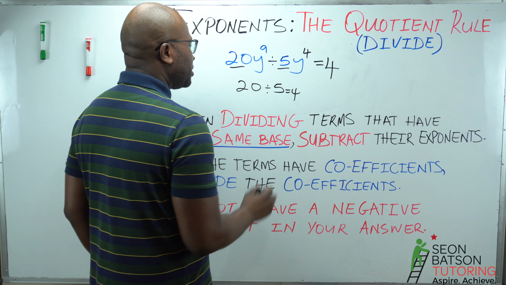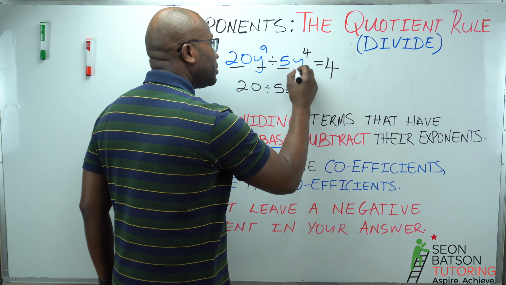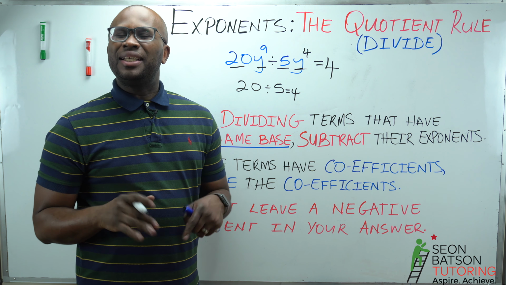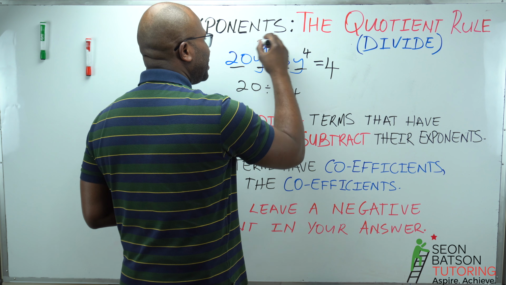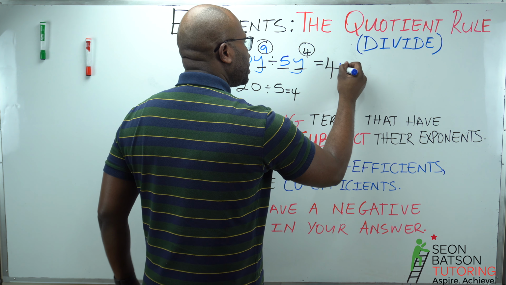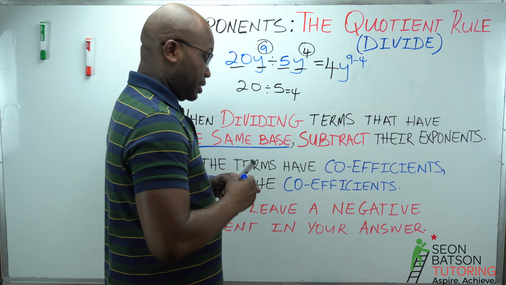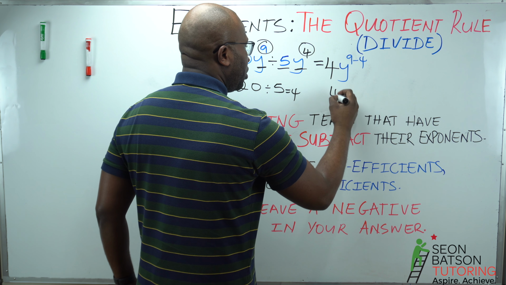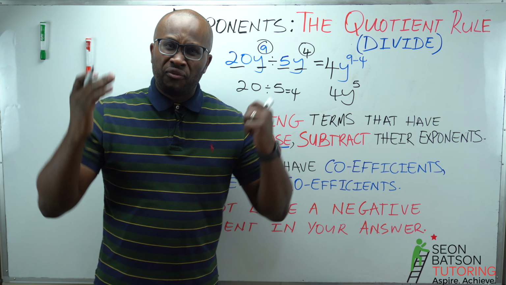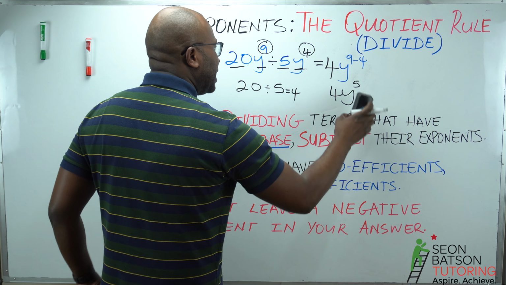Now, let's check the bases. The base in the first term is y. The base in the second term is y as well. So the bases are the same, and we can subtract the exponents. We will first put back our base, and then subtract 9 and 4. After subtracting, we get 4y to the 5th power, since 9 take 4 is 5. Very simple, very straightforward.